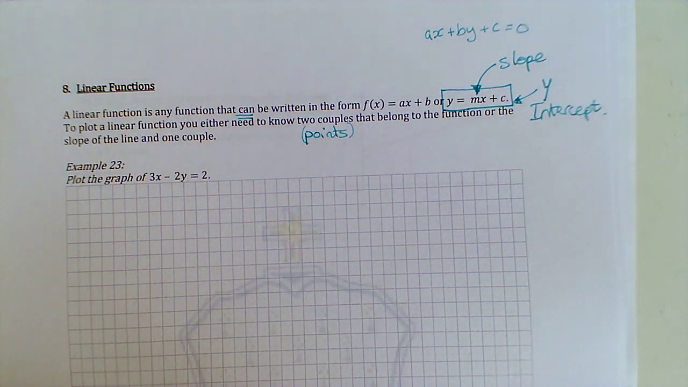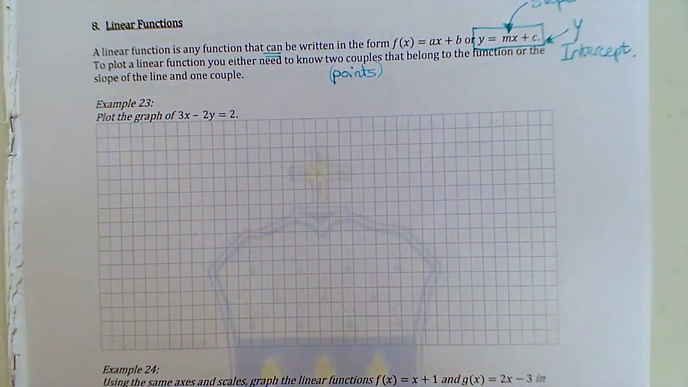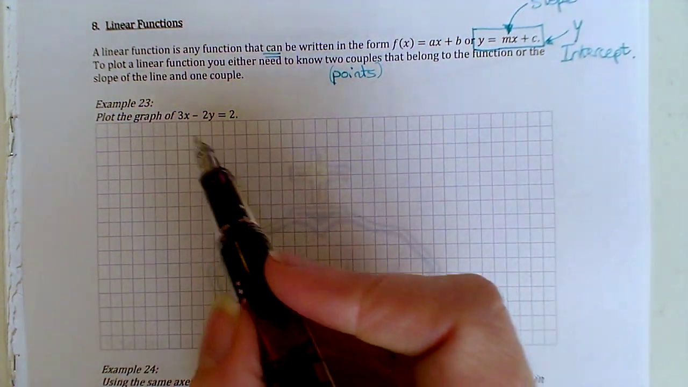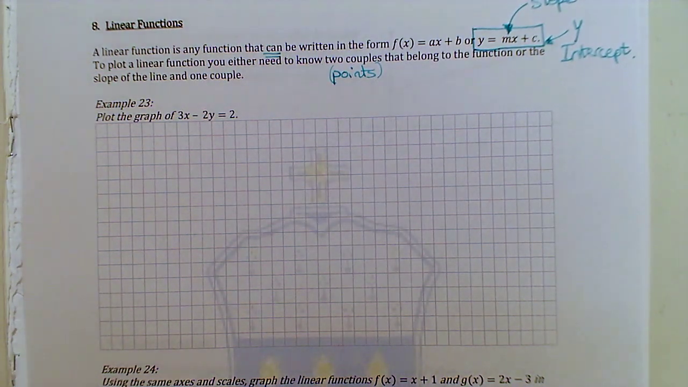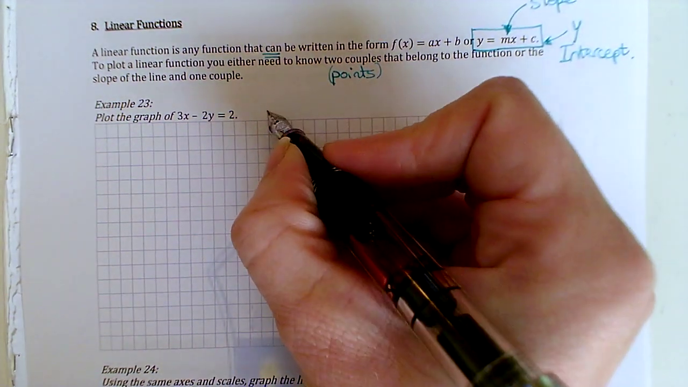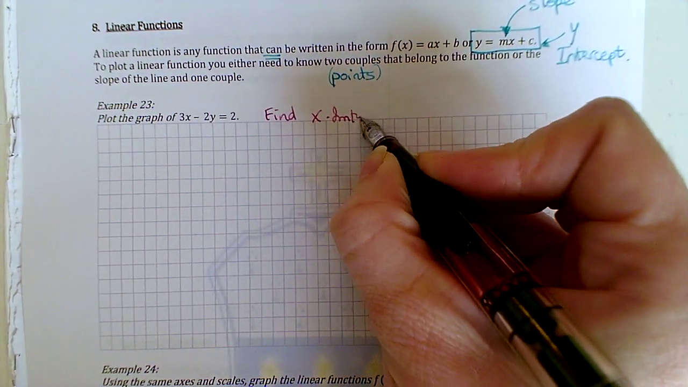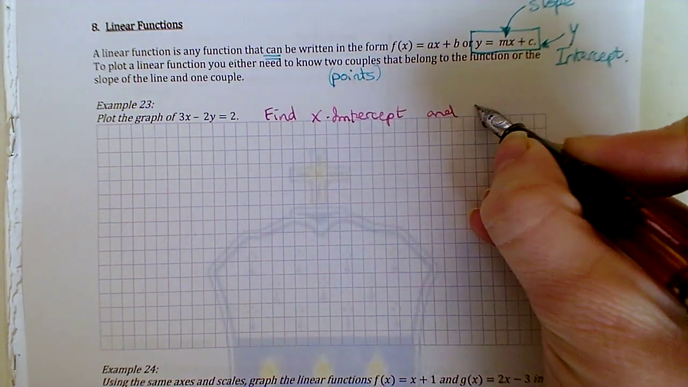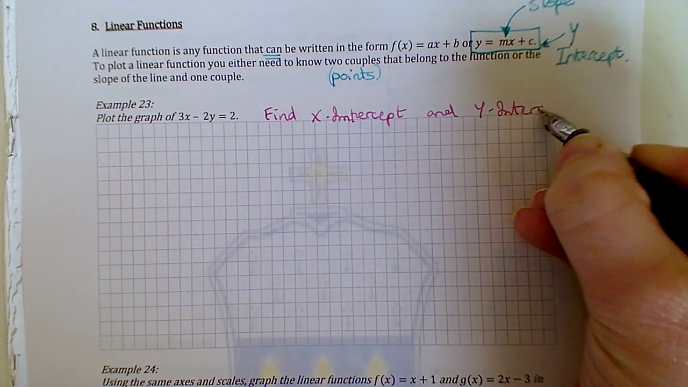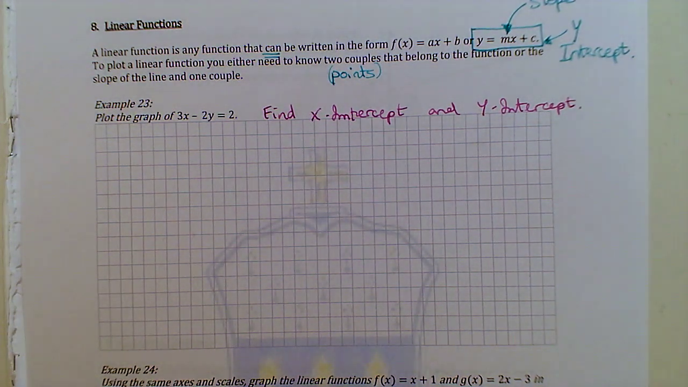So if we're asked to plot the graph of a linear function like this, we can see it's not in the form y equals mx plus c. It's kind of a mess with some of the things on one side and some of the things on the other side. And the easiest way to do this would be to find both the x-intercept, where it crosses the x-axis, and the y-intercept. You can find any points on this graph by subbing in any value you like for x and finding the matching y value, or any value for y and finding the matching x value.